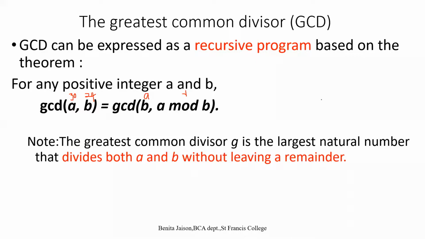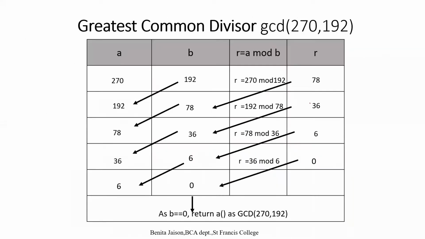In the table, we saw in the previous example that to find the GCD of 270 and 192, we found the R value as 270 mod 192, which we got as 78. In the next step, we are again finding the GCD of two numbers. What are the two numbers? 192 and 78. 192 was B, right? The B value, in the next row, it became A. What was 78? 78 was the R value.